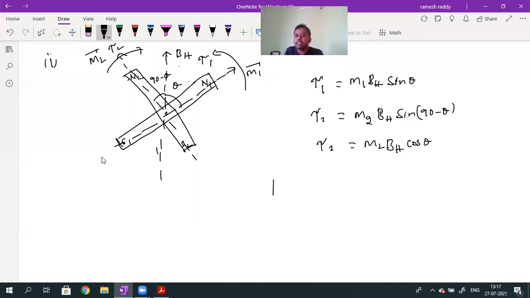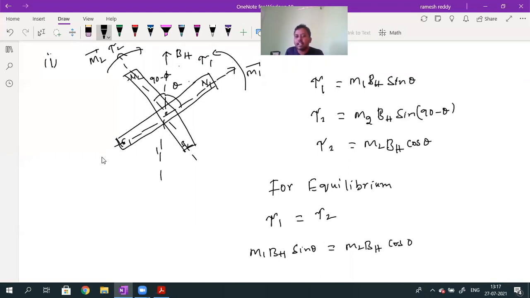For equilibrium, what is the condition? For this system of two bar magnets to be in equilibrium, what condition do I want? Equilibrium means the net torque should be equal to 0. So tau 1 should be equal to tau 2. What is tau 1? m1 into BH into sin theta. What is tau 2? m2 into BH into cos theta.